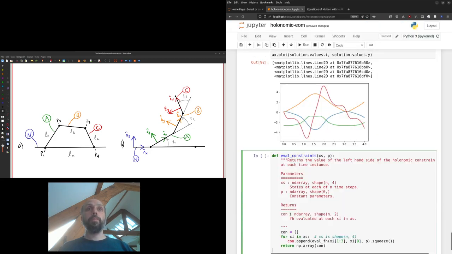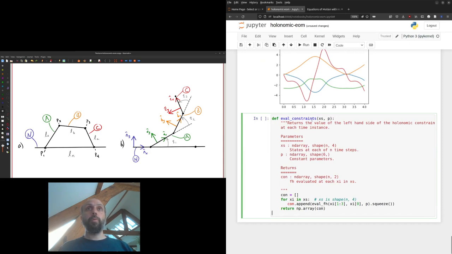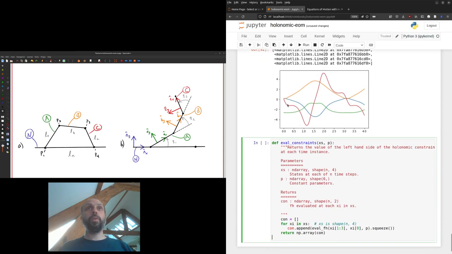All right. So this is an important part. We want to make sure, we want to see if the constraints hold through the entire simulation. So I have a function that I wrote here. It takes the simulation results, right? The state vectors versus time, that is xs, and the p-values, and it's going to evaluate there, fh.